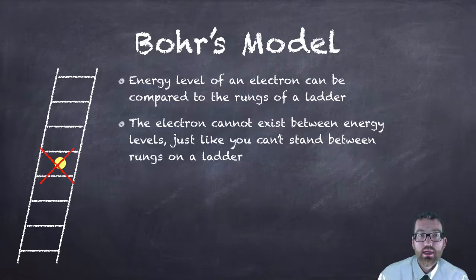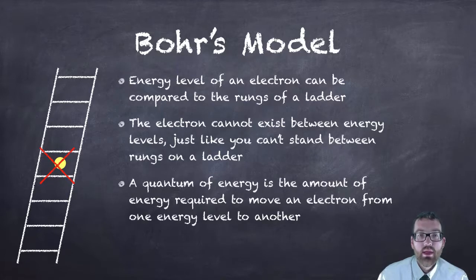So just like in an atom, an electron can't exist between energy levels, just like you can't stand between the rungs of a ladder. You need a quantum of energy, which is the amount of energy required to move an electron from one energy level to the other to jump energy levels.